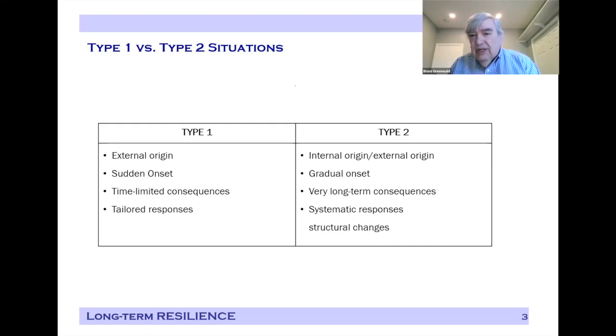I think in type 1, as we found out with the vaccines, at least the consequences are time limited. When you look at the type 2, getting on the wrong path or failing to adapt to underlying changes, you have very long-term consequences. In the type 1 case, you have tailored responses. And in the type 2 case, one of the difficulties of adaptation is that you have to have systematic responses to structural change.